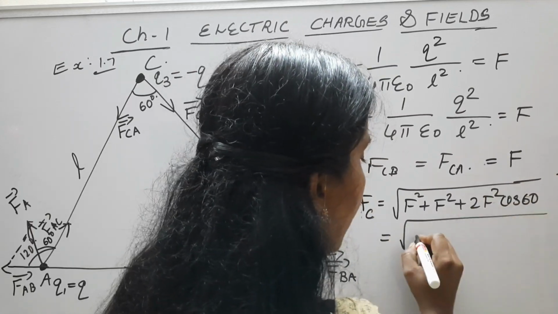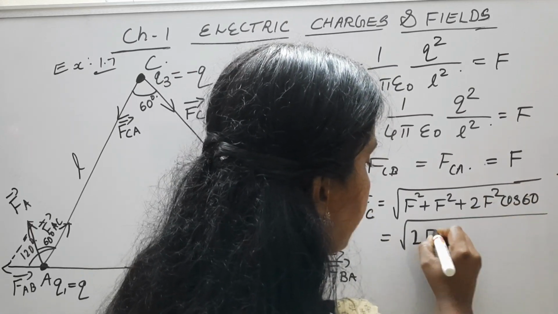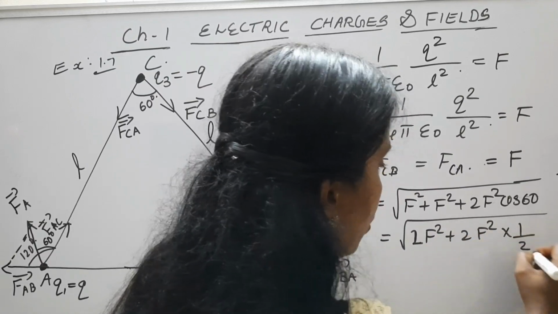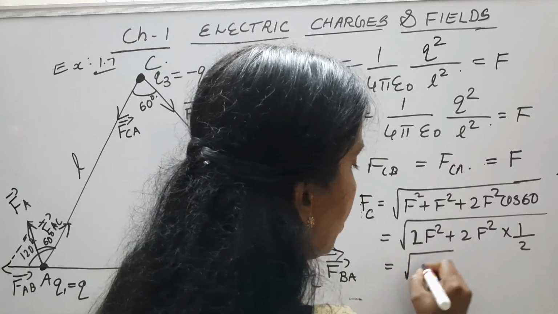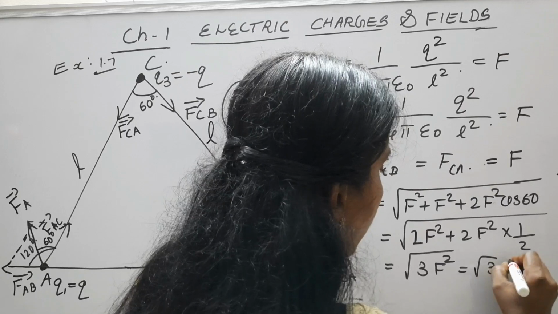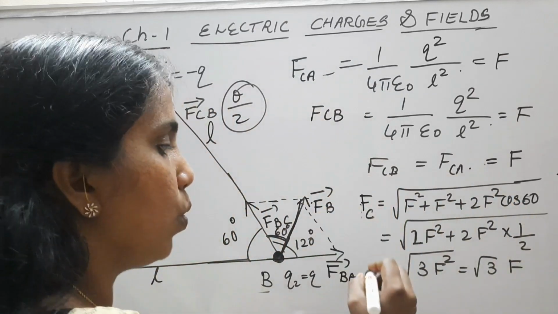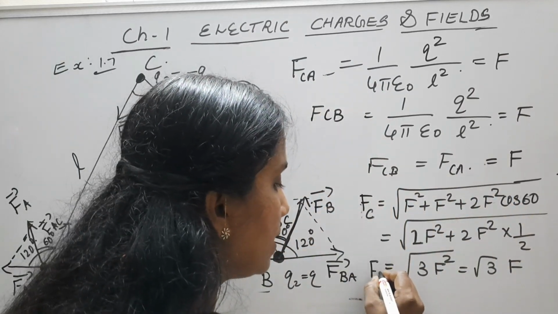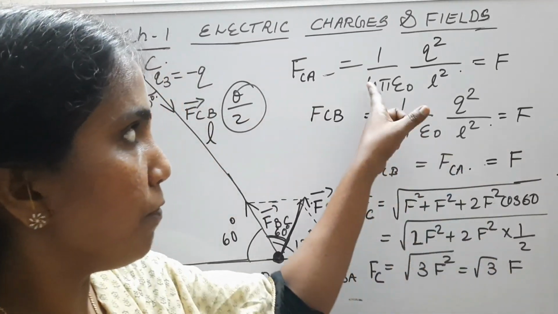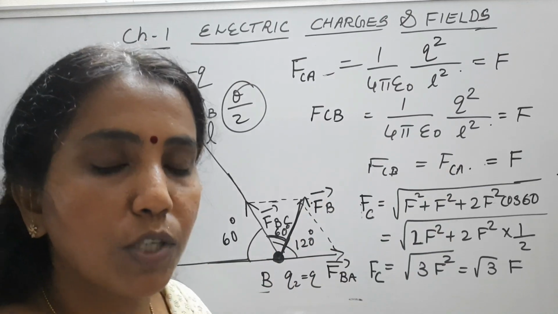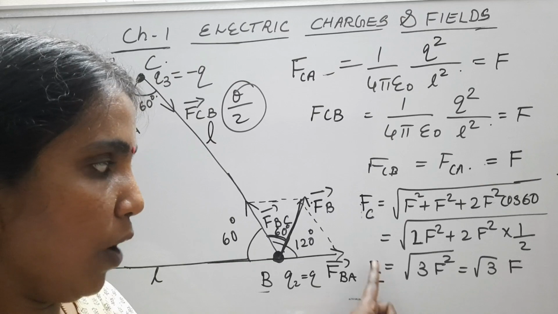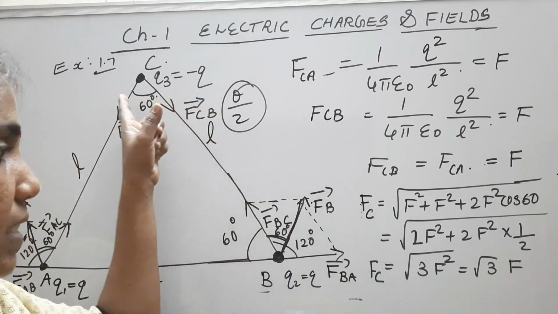Cos 60 is 1 by 2. So root of 2F square plus 2F square into 1 by 2. The 2 gets cancelled. So here you will get root of 3F square, which is root 3 F. So the force on the charge at C has a magnitude root 3 F, where F is 1 by 4 pi epsilon 0 q square by L square. So this is the magnitude of force acting on the charge at C.